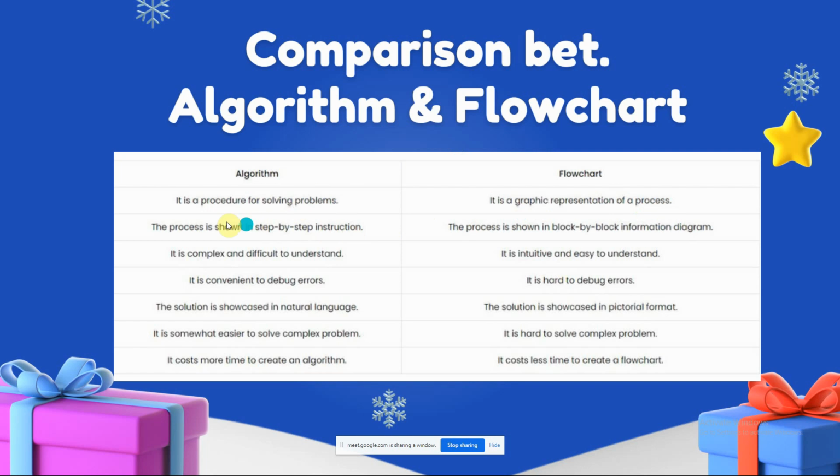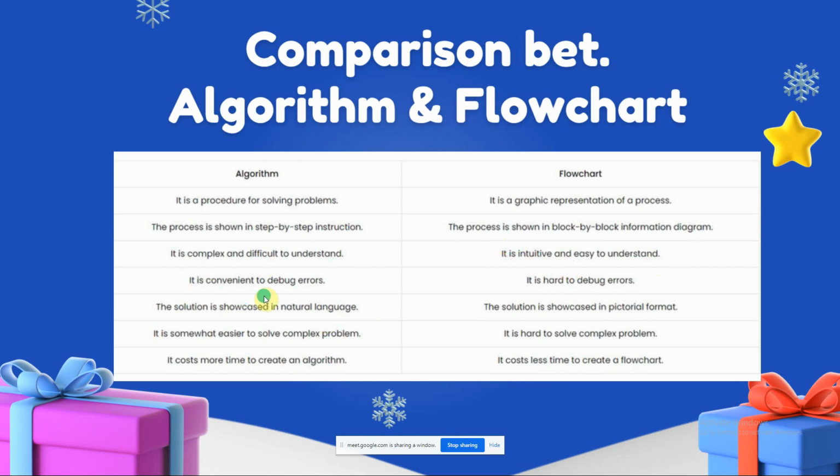So sa algorithm, shown in step-by-step instruction, whereas sa flowchart naman block by block. So amo to ginagamit naton nga ang flowchart symbol naton, amo tong ginagamit naton in terms of block by block of showing the process in solving this computer problem. Now for the algorithm, complex siya and difficult to understand. Okay, though kumbaga listahan na siya of the procedure, but in its equivalent naman sa flowchart amo ning iyang conversion wherein nga masapos na siya tindihon. It's intuitive and easy to understand.